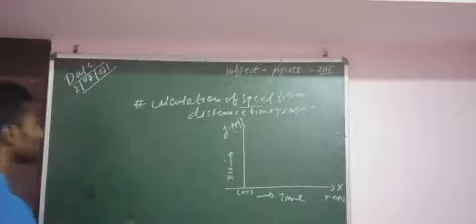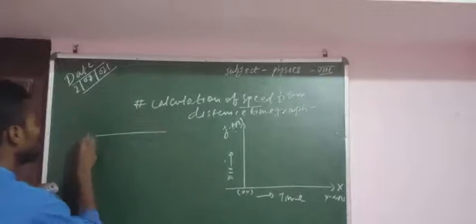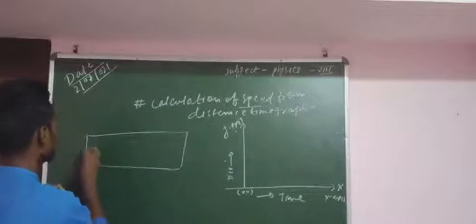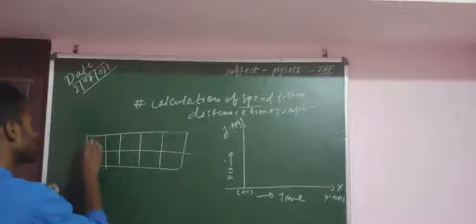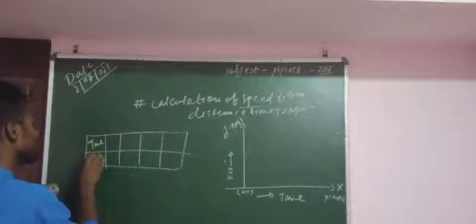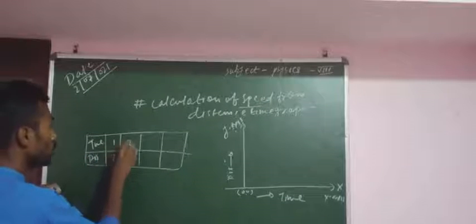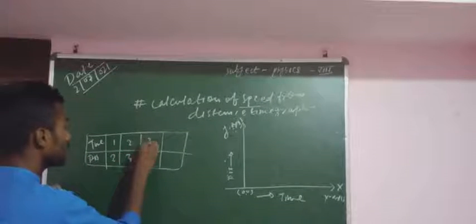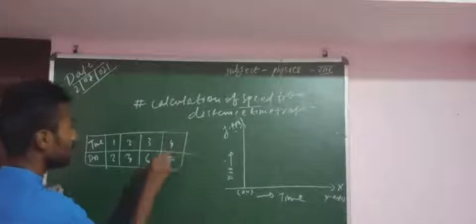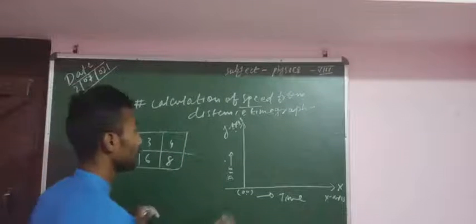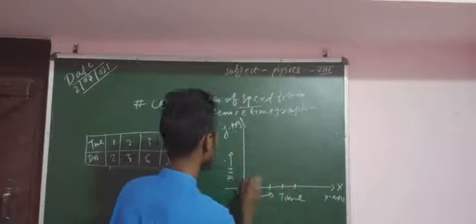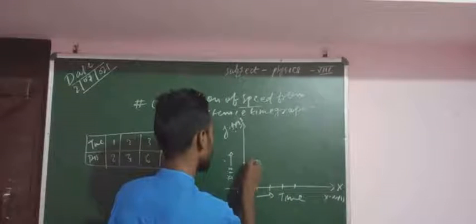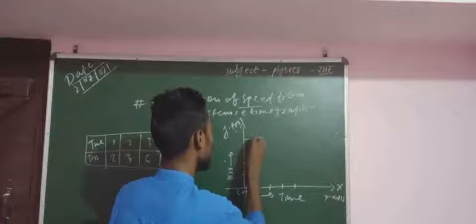Suppose we make a table simply. एक टेबल बना लेते हैं इस तरह से. This is the time and distance. Suppose time 1 2 3 4 and distance 2 4 6 and 8.